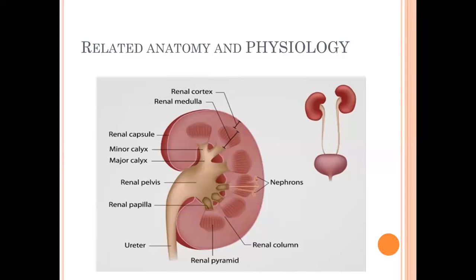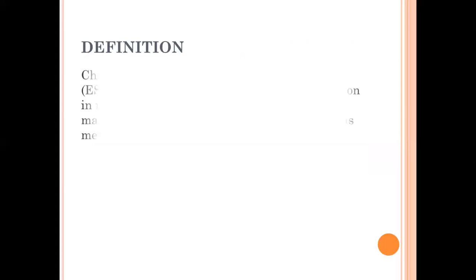It also consists of parts like the renal cortex, renal medulla, renal capsule, minor calyx, major calyx, renal pelvis, renal papilla, renal pyramid, and renal column. Each kidney, as you all know, consists of 1 million nephrons, and the nephron is considered to be the functional unit of the kidney. The main function of the kidney is excreting waste products from the body, like urea and creatinine. Now moving on to the definition.